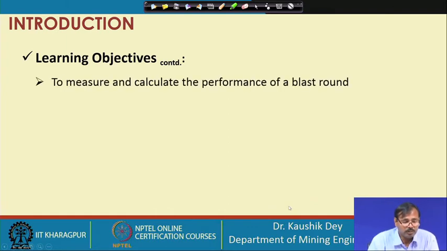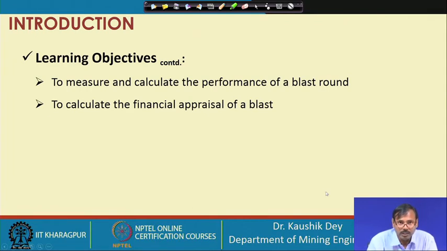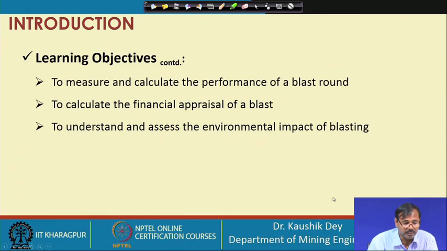Then the next objective is to measure and calculate the performance of a blast. I strongly believe, if the performance is not measured, not calculated, then the technology cannot be approved, the technology cannot be accepted. So, the moment a blasting engineer is designing a blast, he must be able to measure or calculate its performance, and he must be able to calculate the financial appraisal of the blast, so that whether that blast is economically acceptable or not can be addressed.